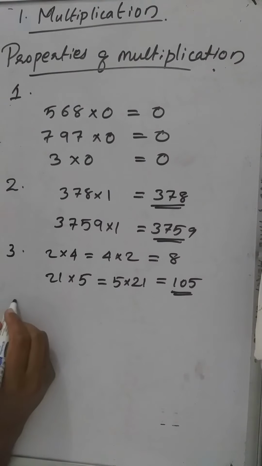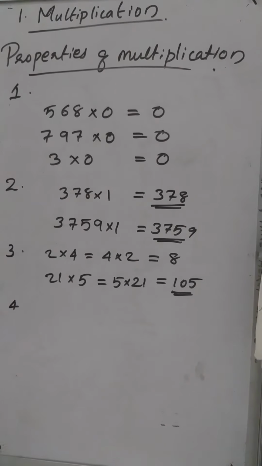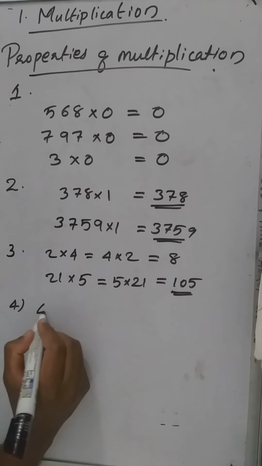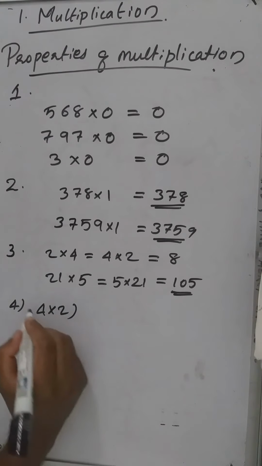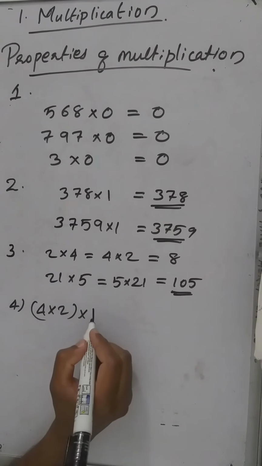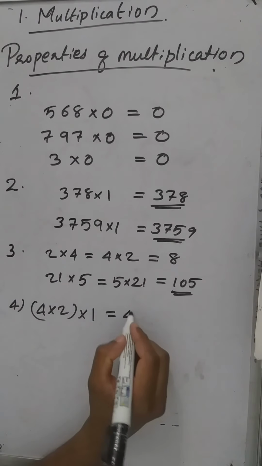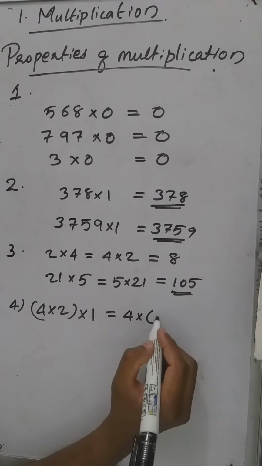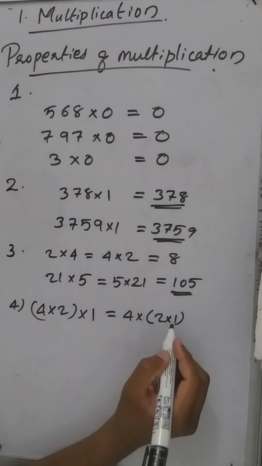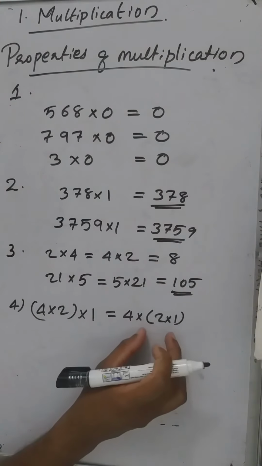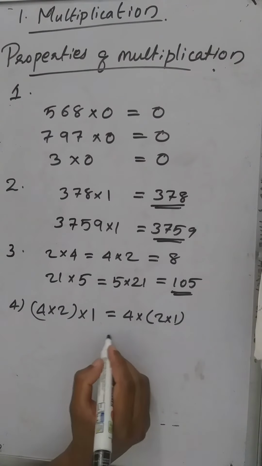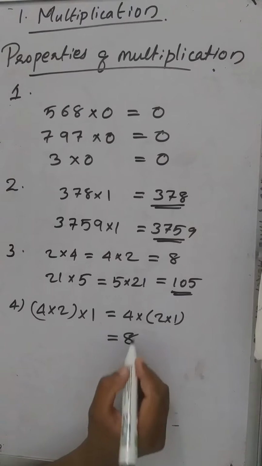Now the fourth property says a change in grouping of 3 or more numbers does not affect the product. This is known as the grouping or associative property of multiplication. That means if you multiply 4 multiplied by 2 multiplied by 1, that is equal to 4 multiplied by 2 multiplied by 1 with the grouping changed. So if you change the order of grouping, it will not affect the answer. In both cases, we got the same answer, 8.